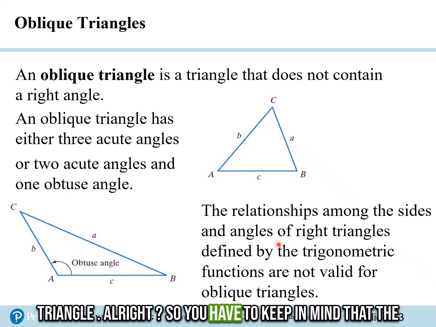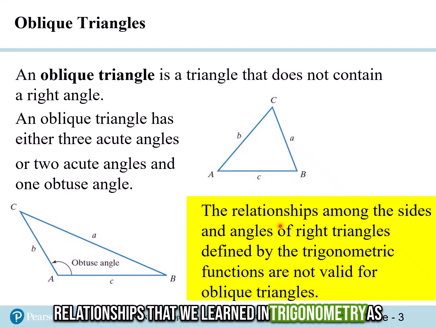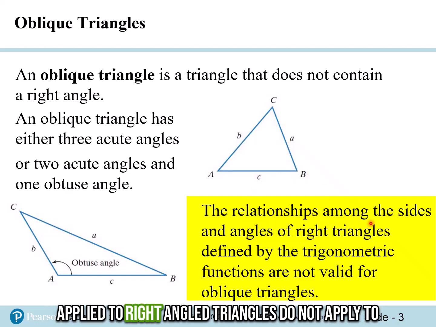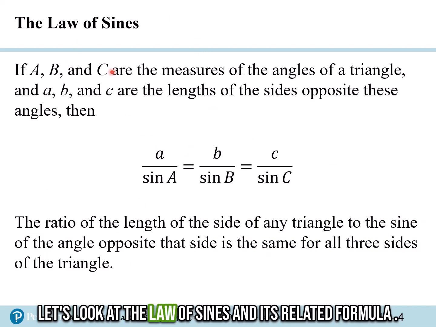All right, so you have to keep in mind that the relationships that we learnt in trigonometry as applied to right angle triangles do not apply to oblique triangles. Let's look at the law of sines and its related formula.